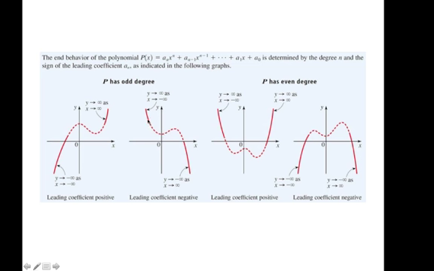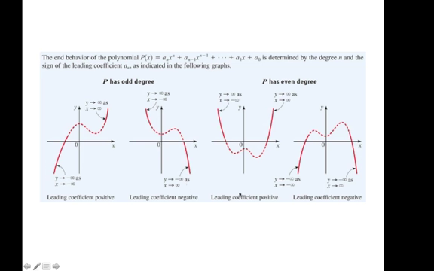If you have a negative leading coefficient, you're going to have the opposite case. You're going to have y going up, up, up, up as you go to the far left. So that means y goes to positive infinity as x goes to negative infinity. And then as x goes to positive infinity, y is going to go to negative infinity. It's going to go down, down, down.